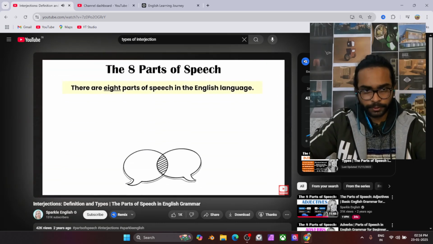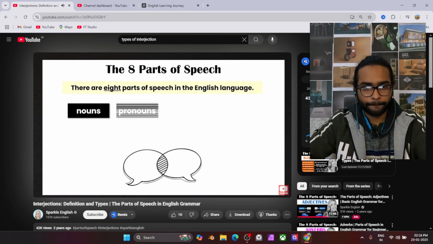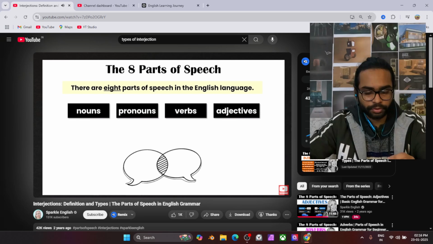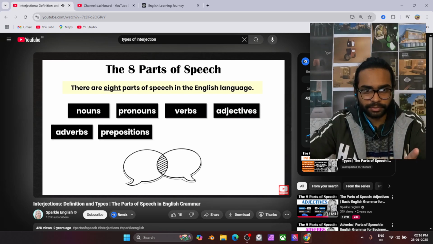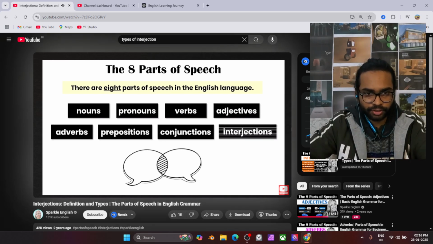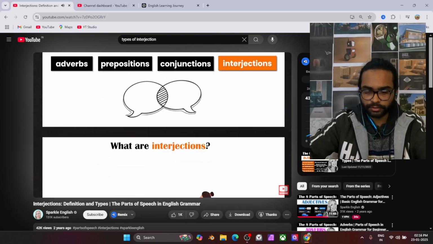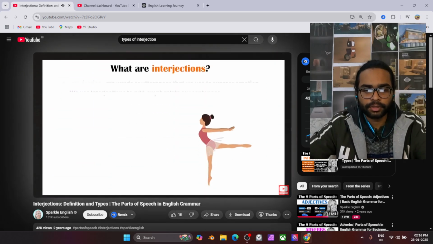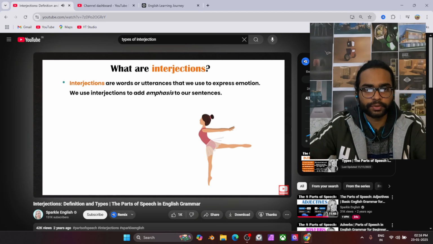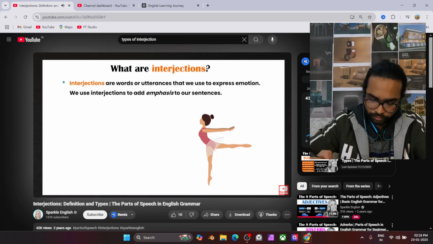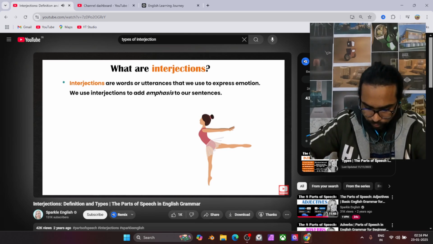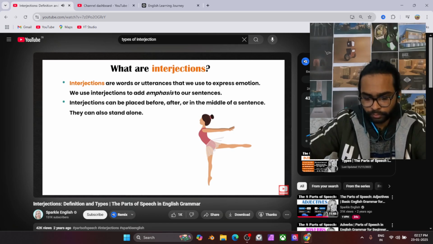There are 8 parts of speech in the English language: nouns, pronouns, verbs, adjectives, adverbs, prepositions, conjunctions, and interjections, which we are going to talk about today. So what are interjections? Interjections are words or utterances that we use to express emotion. They are like little expressions or little bursts of emotion. We use interjections to add emphasis to our sentences.